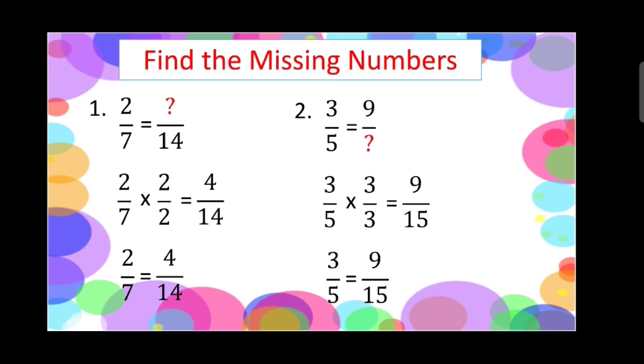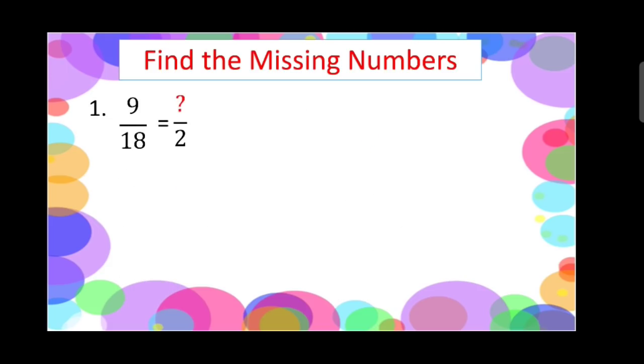So, ganyan lang po maghanap ng numbers na nawawala. Okay? So, kailangan mo lang mag-analyze. Okay, next. Ayan. 9 over 18 is equal to blank over 2. Ngayon naman mapapansin nyo, malaki yung 18, no? Tapos naging maliit yung pangalawang fraction. So, ano gagawin natin? Magmu-multiply ba tayo or magdi-divide? Magdi-divide. Saan kaya dinivide yung 18? Kaya naging 2.